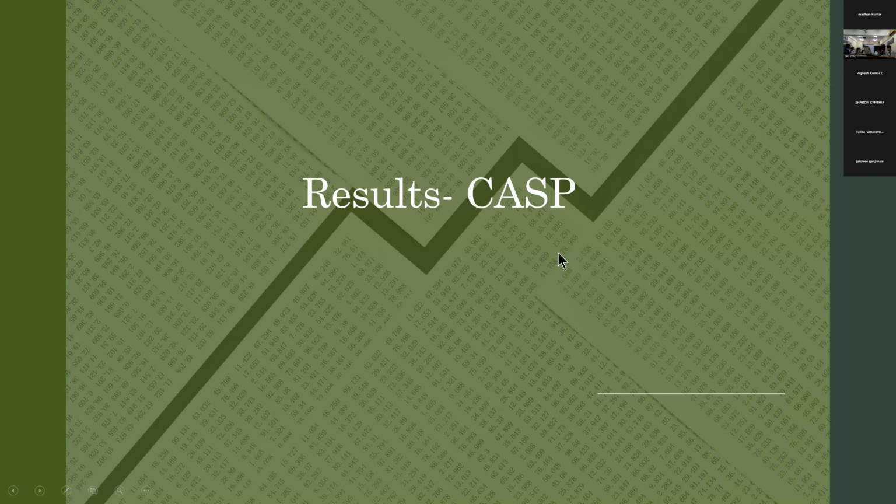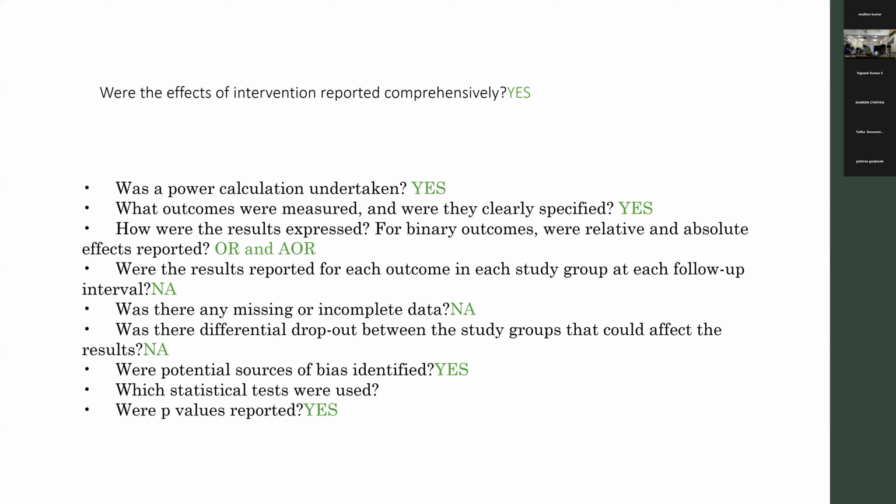Going on to the results, we will be using the CASP checklist for the results, where the effects of the intervention are reported comprehensively. So these are the questions we are trying to look at. Was the power calculation done? Yes, we will come to that. Outcomes were measured and specified. Results were expressed as either odds ratio or adjusted odds ratio. Follow-up is not applicable here.